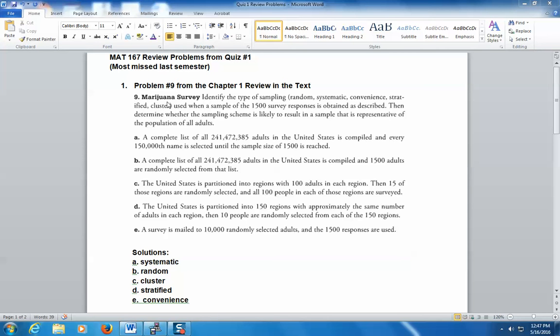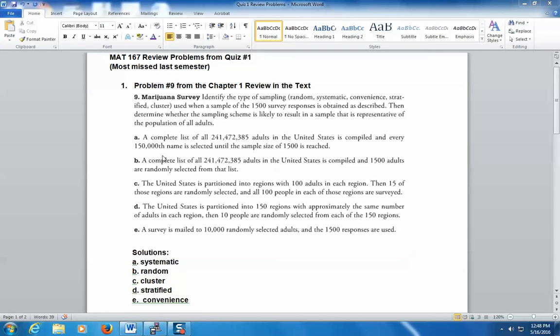A cluster sample means separating into groups such as your zip code and then choosing by the cluster. That would be a cluster. So if we chose zip codes, then everybody with the same zip code would be chosen. So keeping these in mind, let's take a look at what we have.